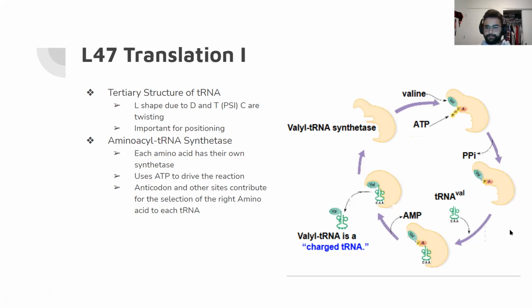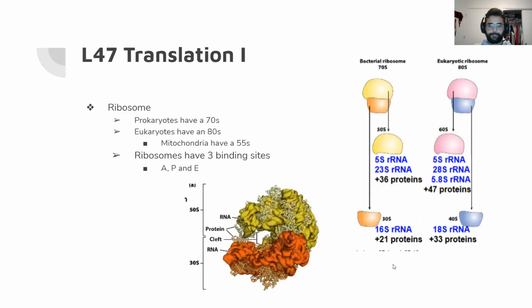In this case, we're talking about valine. And then our tRNA that's associated with valine will come in, and then we're actually going to allow the valine to get connected to the 3' end of our tRNA. So our ribosome is also the big important person in our translation.